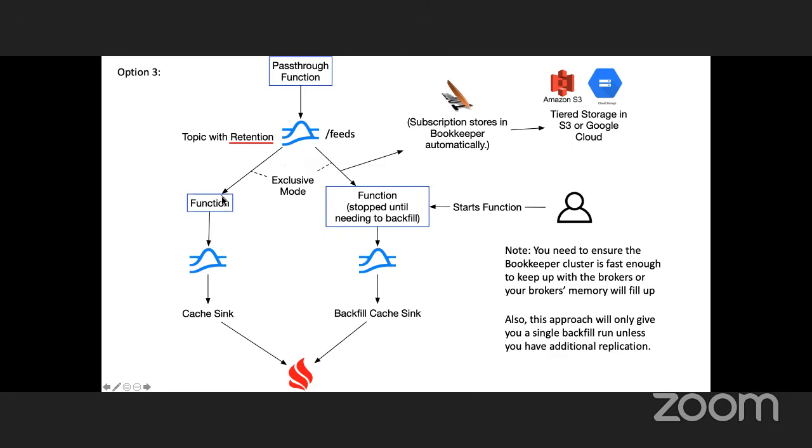But the idea is that if you use the exclusive subscription mode, then each one of these functions will get its own subscription, and so you can still have the fast path here. And then this backfill piece, basically, you keep this function stopped until you need to run a backfill, and then when you need to run the backfill, you just start the function, and it will pull all that data that's being retained. And you can set retention to be forever, or you could have it with a certain time span.